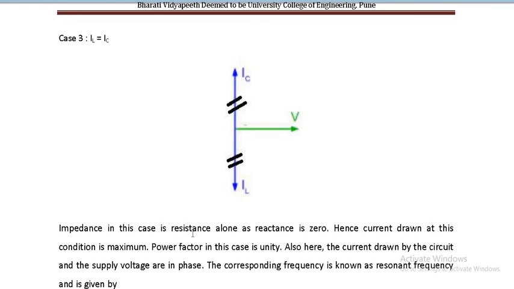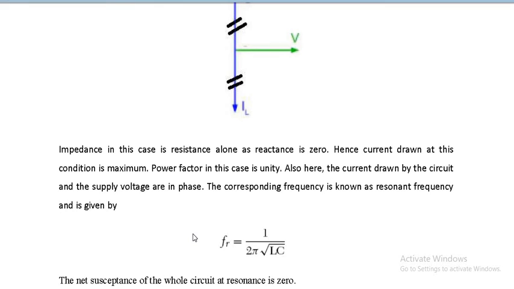Okay, so when IL is equal to IC, this is what is called parallel resonance. If you remember in series resonance, we had VL equal to VC, and that was for current maximization. Over here IL is equal to IC, and this is for voltage maximization. So this condition is maximization of voltage. Same as in the case of series resonance, where you had the resonant frequency as 1 upon 2 pi root LC, over here also it is the same frequency, 1 upon 2 pi root LC.